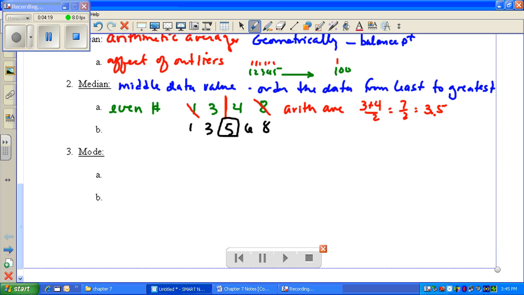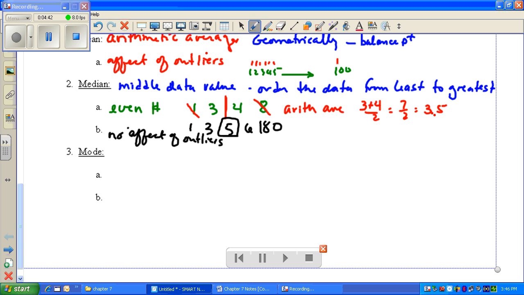What's really nice about the median is there is no effect of outliers. Why would that be? It didn't matter if this was 180. My median still would have been 5. So the median just takes those away, and no matter what, if you have an outlier, it will not affect that middle number.